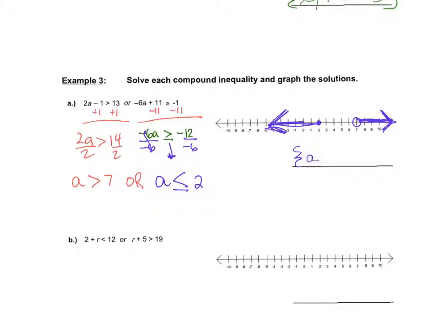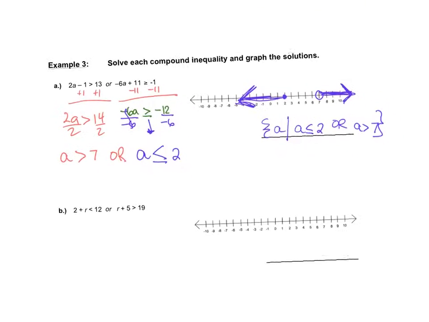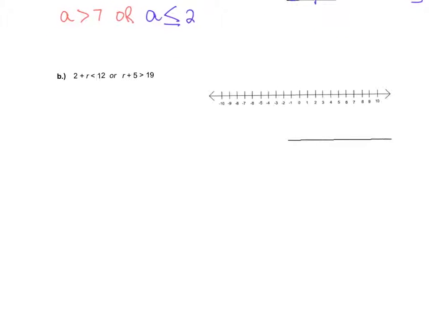And you would say the values of A such that A is less than or equal to 2 or A is greater than 7. Standard form is always to put the smaller number, the one with the smaller value, first. But if you didn't do that, I would not necessarily take points off at all. So I don't want you to stress about that.